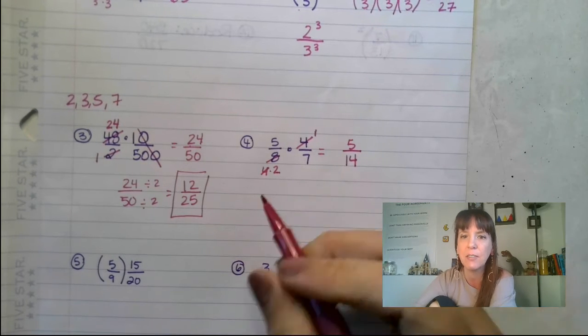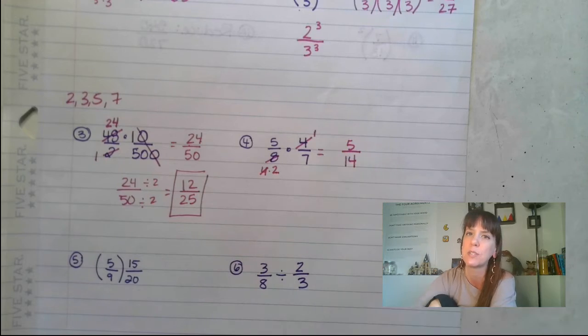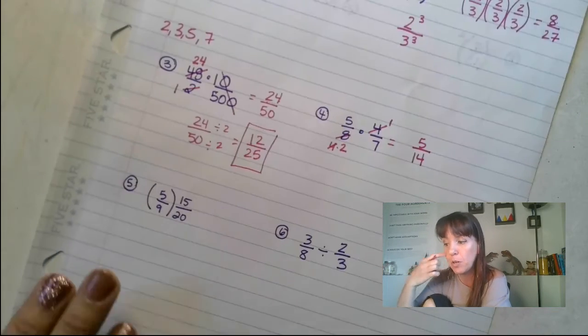Double check that we canceled everything out and that we've reduced it. And it looks like we have, because on the bottom is 2 and 7, and there's no 2 or 7 up top. Good work. Let's look at this one.